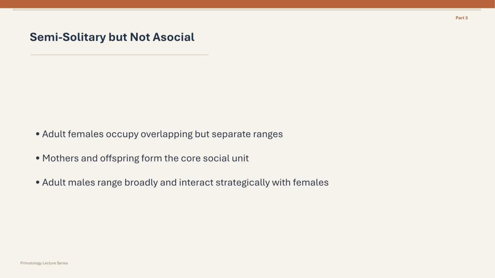Long juvenile dependence means that each offspring represents a major investment. For females, any ecological circumstance that compromises nutritional status can reverberate through lactation, infant survival, and reproductive rate. Under those conditions, tolerating many feeding competitors would be extremely costly.